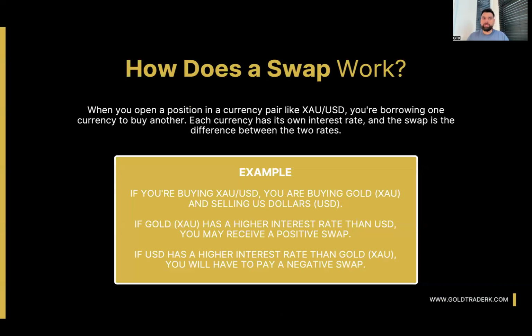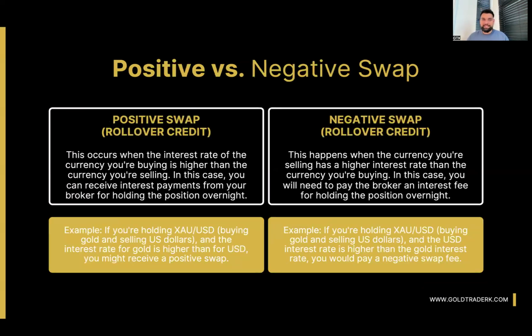How does a swap work? When you open a position in a currency pair like gold XAU USD, you're borrowing one currency to buy another. Each currency has its own interest rate, and the swap is the difference between the two rates. For example, if you're buying XAU USD, you're buying gold and selling US dollar. If gold has a higher interest rate than US dollar, you may receive a positive swap. If USD has a higher interest rate than gold, you will have to pay a negative swap. That's how swap works, a positive and negative swap.